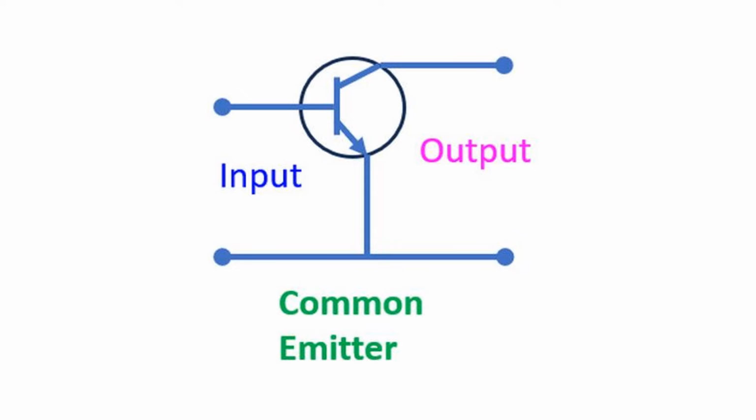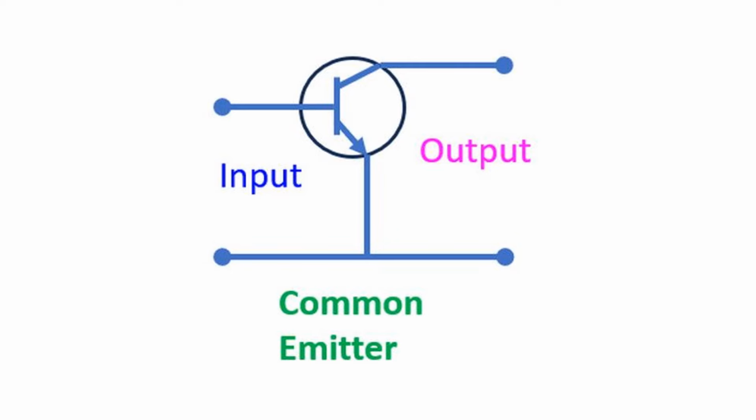Most common type is common emitter configuration, in which emitter is grounded, base acts as the input and collector as the output. So the input is given between the base and the emitter, which is grounded. Current gain in this configuration, which is the ratio of collector current to the base current, is known as beta or HFE, which stands for hybrid parameter forward current gain common emitter. Beta is always more than 1.